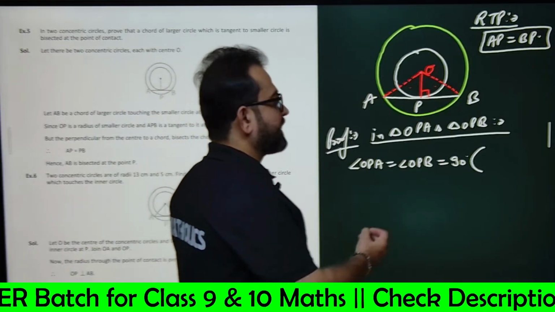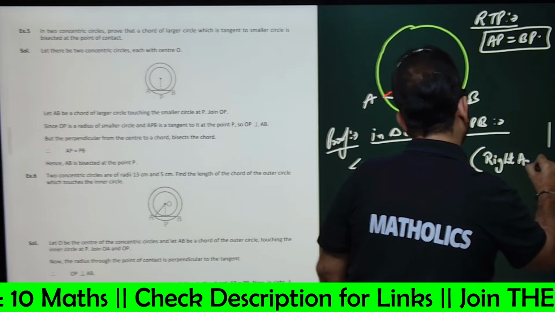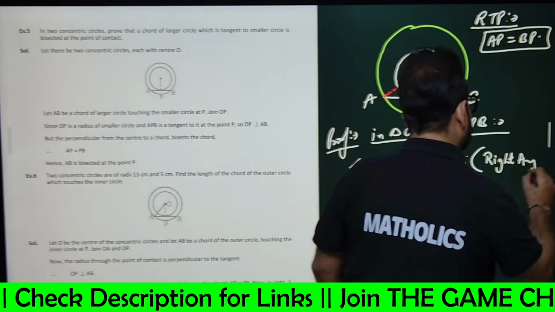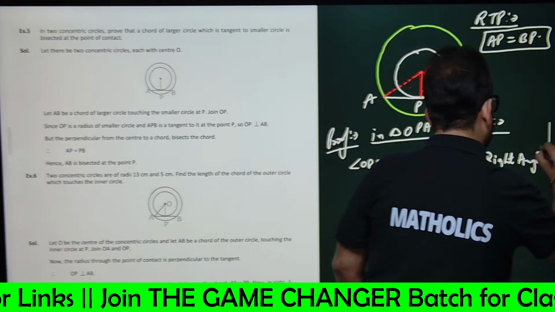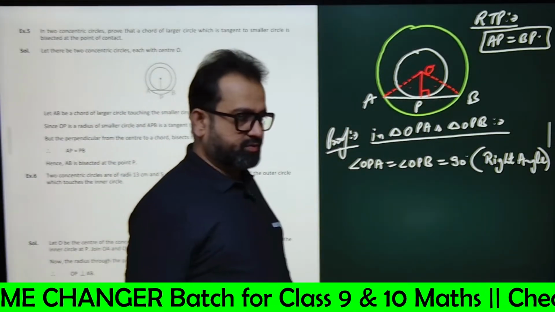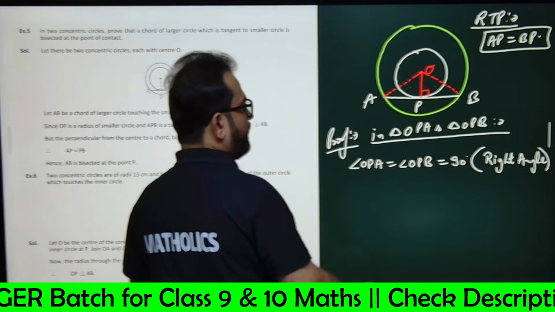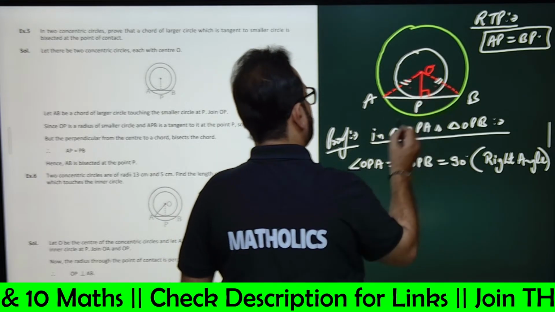Now what to write? See, this is a right angle. Have you heard about the RHS congruence criteria? We are going to use it in this question. Now I'll write, this is a right angle. Now OA equals OB.